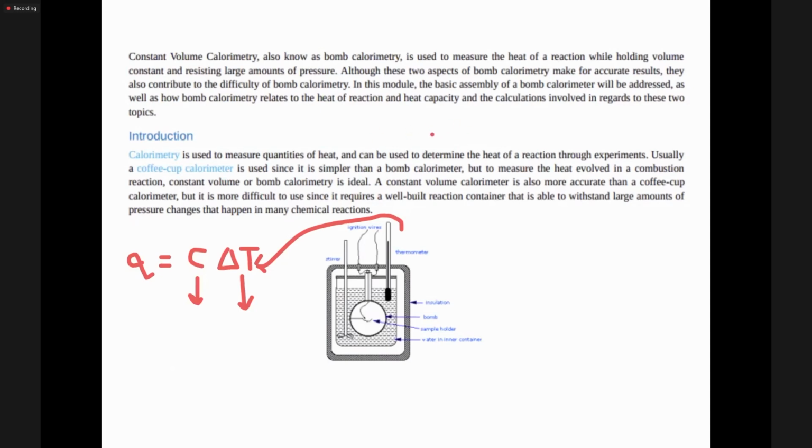So now we will address what the basic assembly of a bomb calorimeter is, how it relates to the heat of the reaction and the heat capacity, and what calculations are involved regarding these three topics. Now, as you can see over here, calorimetry is used to measure the heat quantity and can also be used to determine the heat of a reaction through instruments and experiments. Usually a coffee cup calorimeter is used since it is much simpler than a bomb calorimeter, but to measure the heat evolved from a combustion reaction, that is Q.